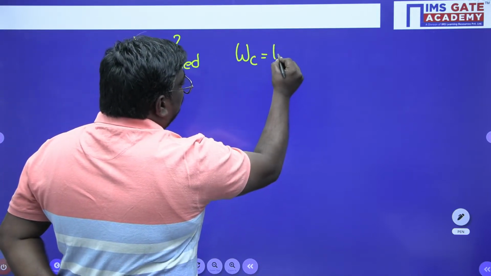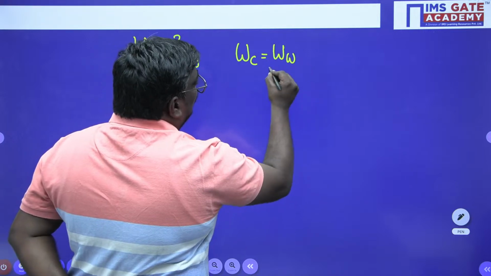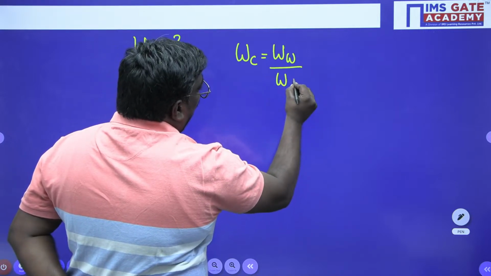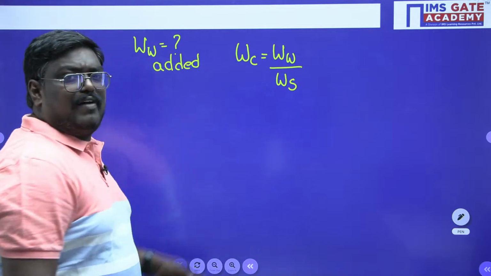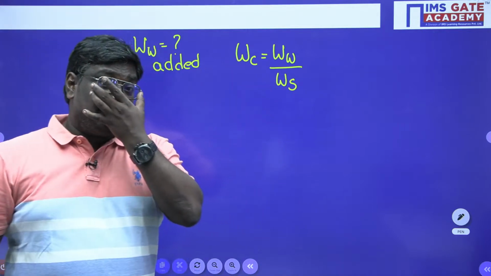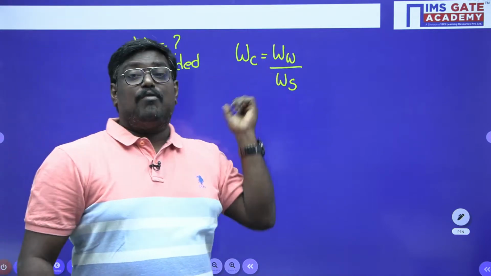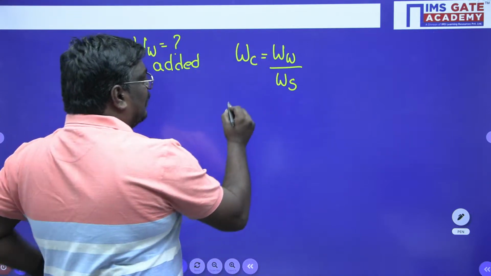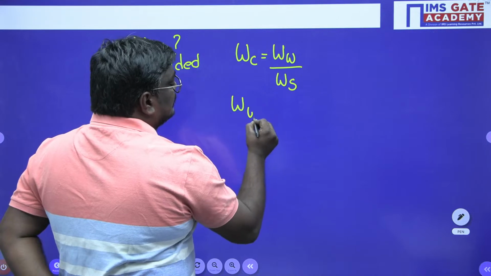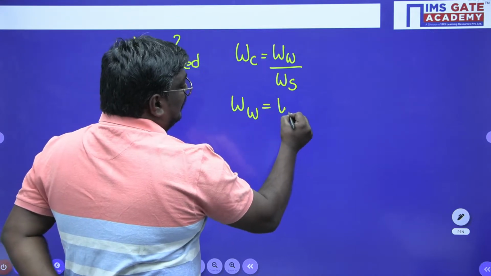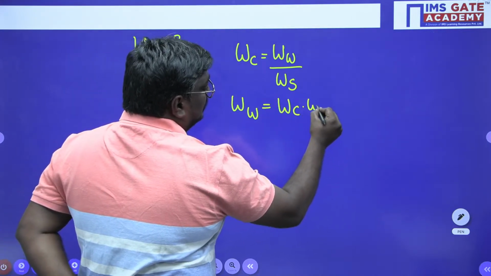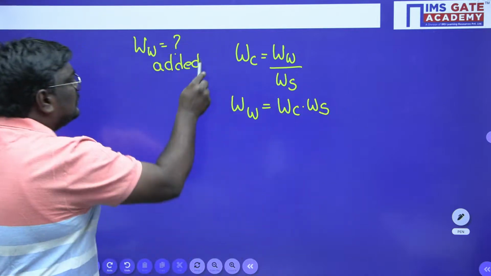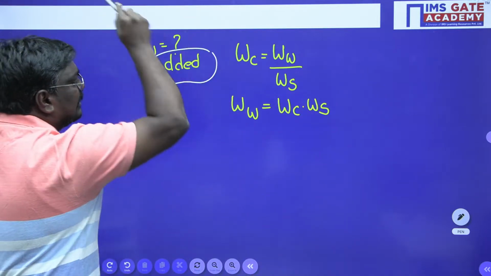Water content is defined as the ratio of weight of water to the weight of solids. How do you define the water content? It is defined as the ratio of weight of water to the weight of solids. So from this relation, weight of water is calculated as water content into weight of solids. But he has used the term added.